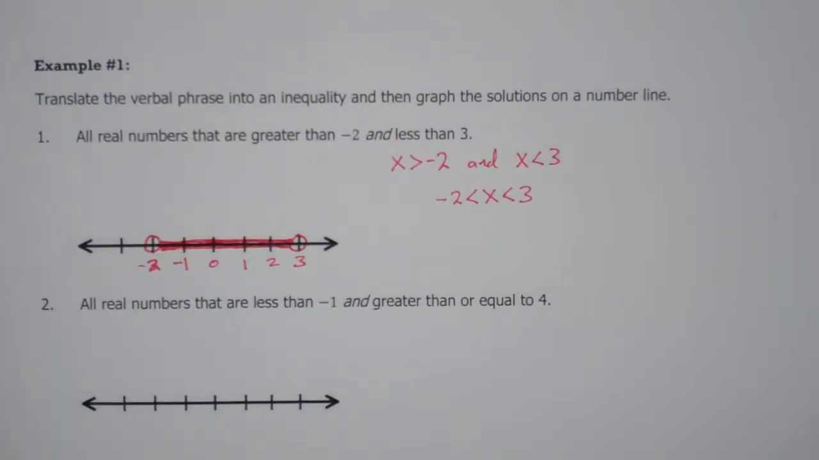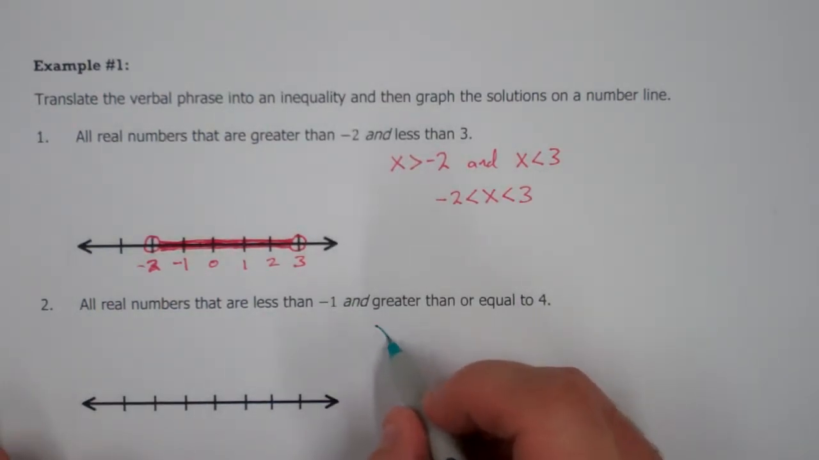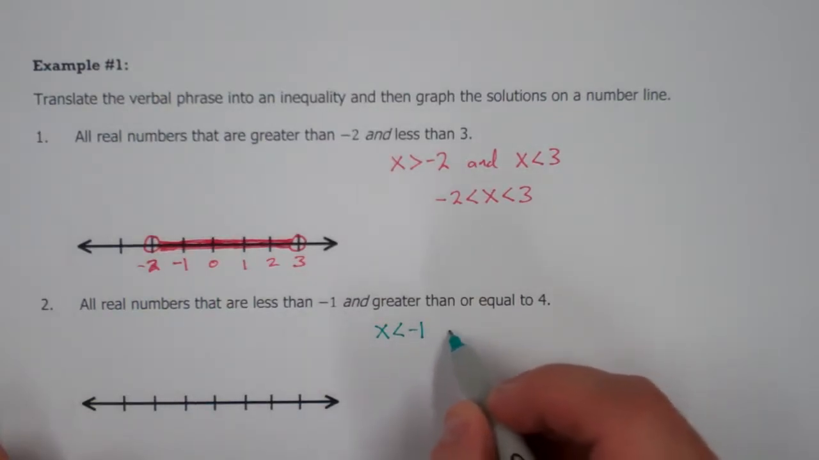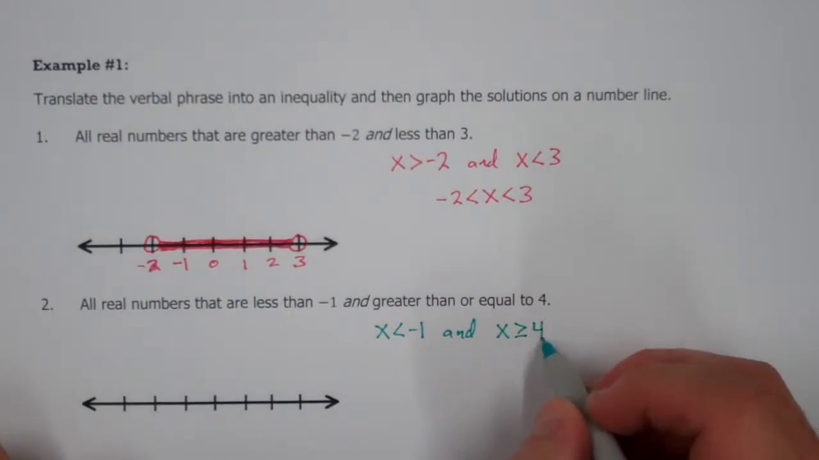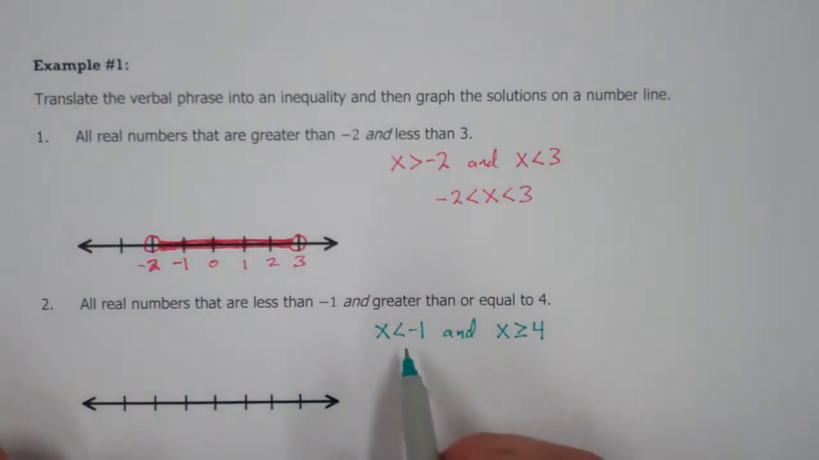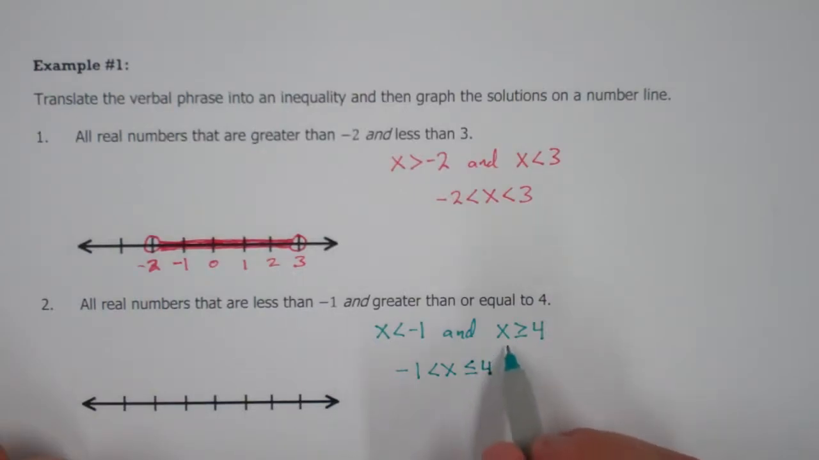Alright, so let's switch colors up here, and then we'll try this next one. We want all real numbers that are less than -1 and all real numbers that are greater than or equal to 4. If we try to combine this in a statement, we really can't. We couldn't do -1 is less than x is less than or equal to 4. That's not either one of these statements, so we wouldn't be able to combine this together like that.